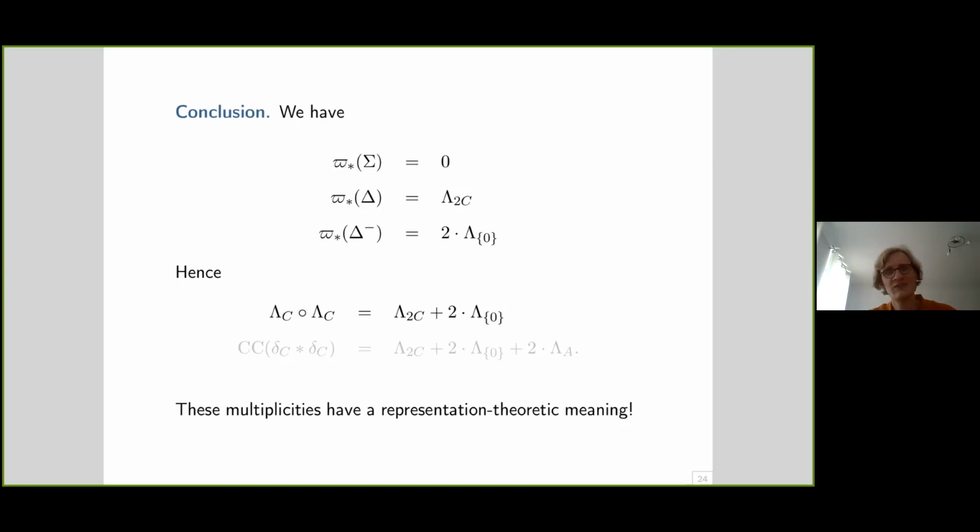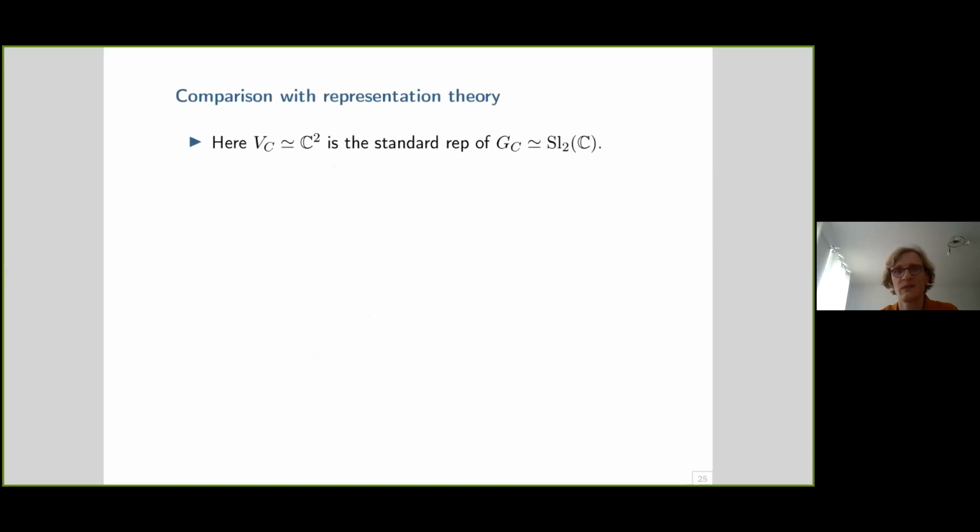And now the observation is that these multiplicities, which you see here, have a representation theoretic meaning. So this 1 here and the 2 here. And I want to explain that these can be computed without doing any geometry, just knowing the Tannaka groups. So in this case, it's not hard to see that the representation is just C^2, and it's the standard representation of the Tannaka group, which is the full SL2 of C.